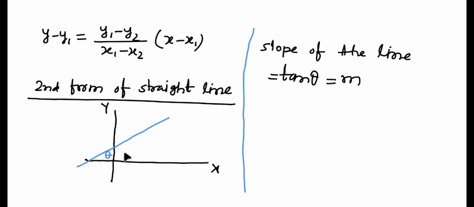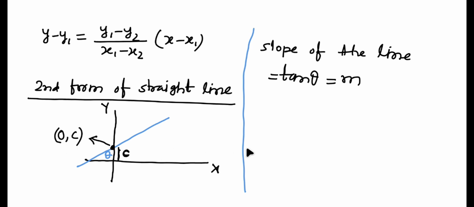Okay, and the second thing is this length. You see this length, this length is called the y-intercept of the straight line. Okay, and this y-intercept is written with a small c. Okay, so now you are able to write this point, which will be 0 comma c.